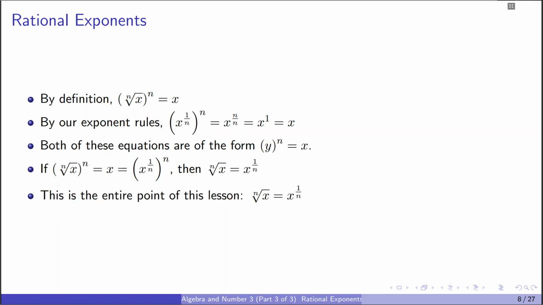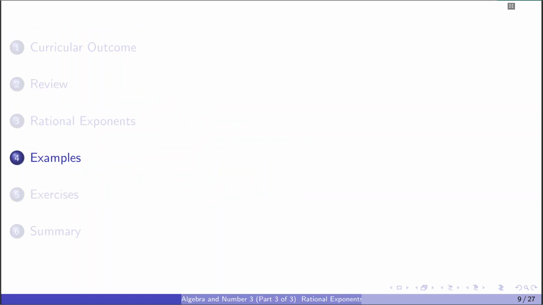So that's the whole point of this lesson and this topic. The square root of x is x to the 1/2. The cube root of x is x to the 1/3, and so forth. So how does this work in practice? What are some examples?